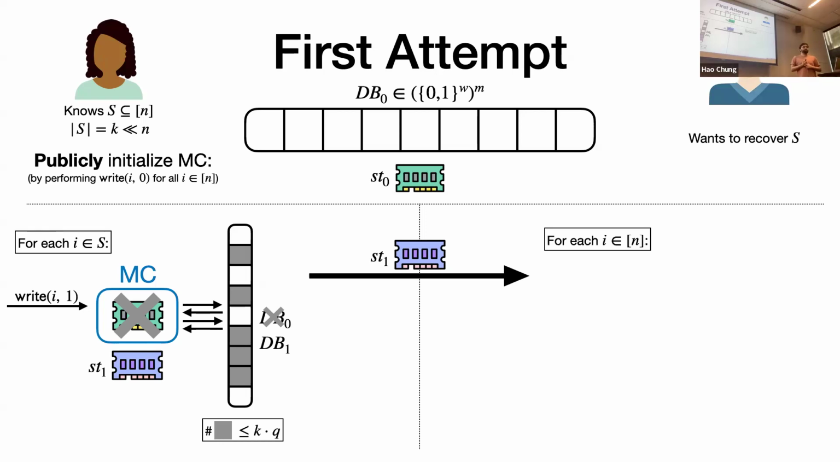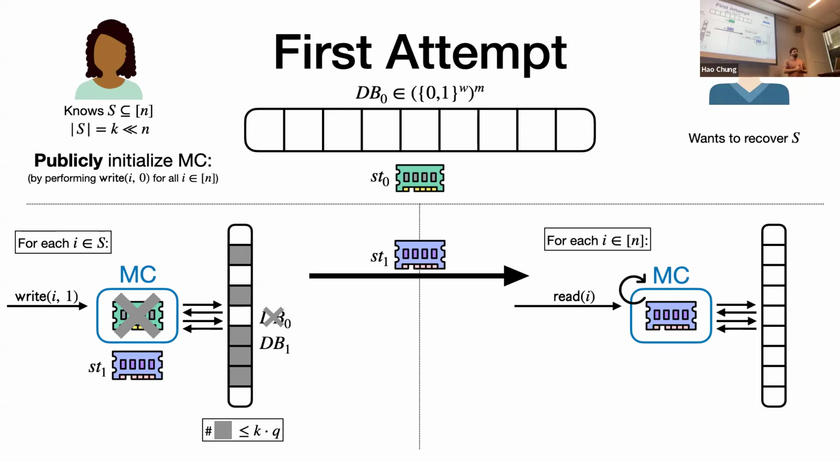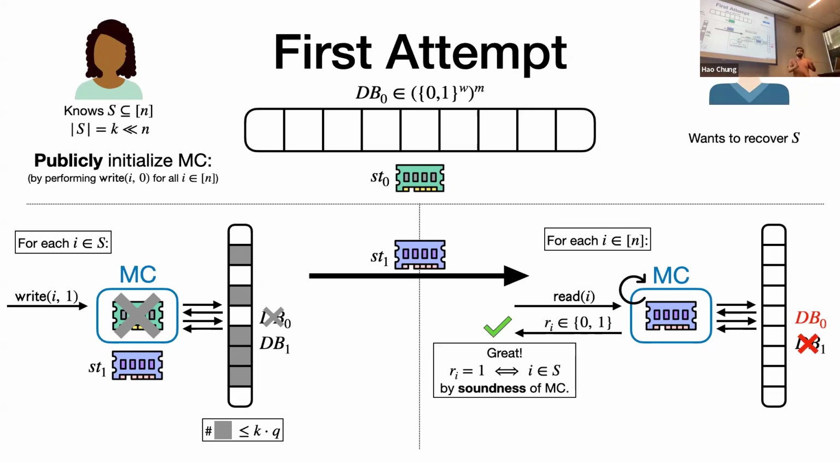And then what's Bob's recovery strategy going to be? For every index i from 1 through n, Bob will try reading index i into the memory checker with the state that Alice sent over. This will interact with some database, but the issue here is that Bob doesn't have DB1, Bob only has DB0, the old database that was shared as public randomness. And so one of two things can happen. Either the memory checker is going to respond with a 0 or a 1. And by the soundness property of the memory checker, we know that if this is a 0 or 1, then it exactly corresponds to membership in S. So here we're learning information about S if we get a 0-1 response. We have to argue that this is actually computationally efficient, but I'll sweep it under the rug for now.